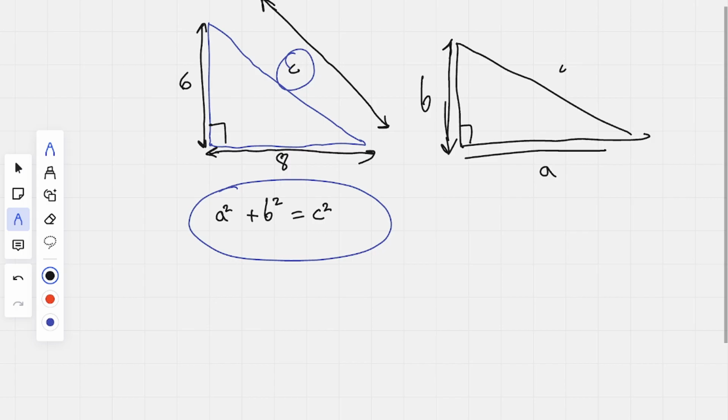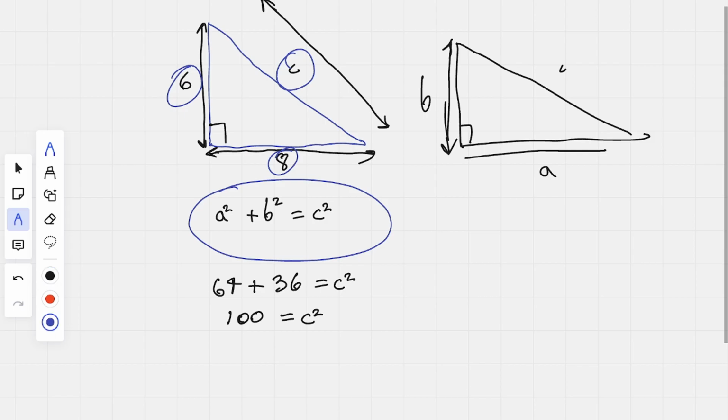So let's sub in the values. In this case, A would be 8 and B would be 6. So we sub that in. We do A squared, 64, plus B squared, which is 36, is equal to C squared. 64 plus 36 is 100. 100 is equal to C squared.